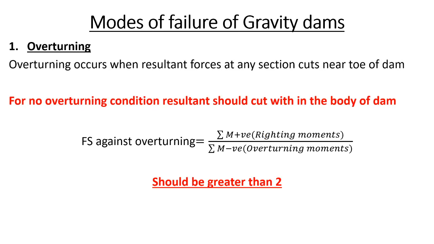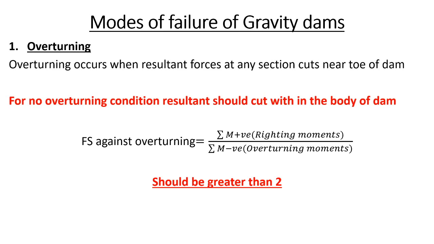First one is overturning. Overturning means it is the possibility of a gravity dam to rotate or overturn about its toe. Overturning occurs when the resultant forces at any section cut near the toe of the dam. I repeat, overturning may occur when resultant forces, meaning the resultant of various forces acting on a gravity dam.